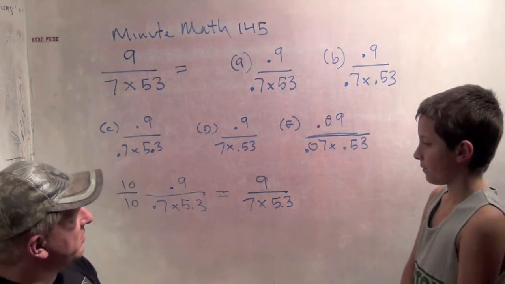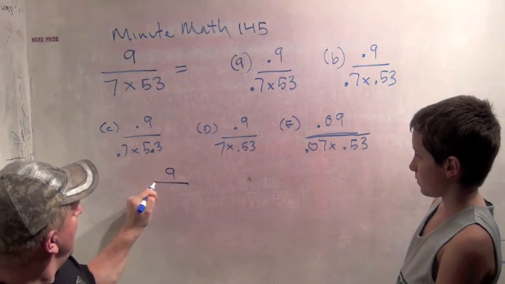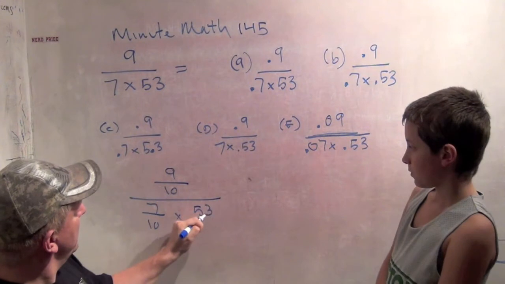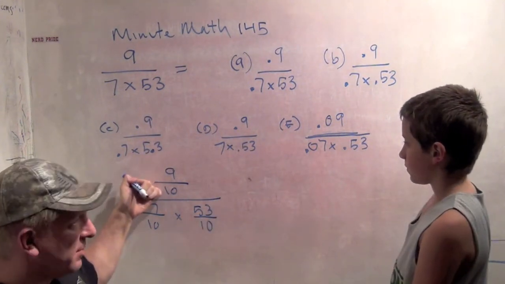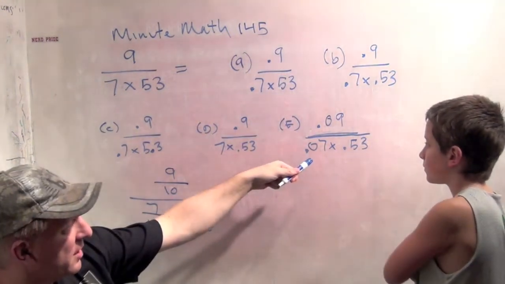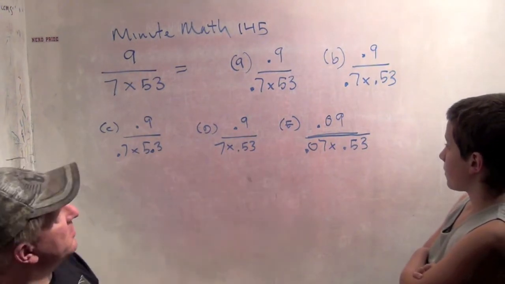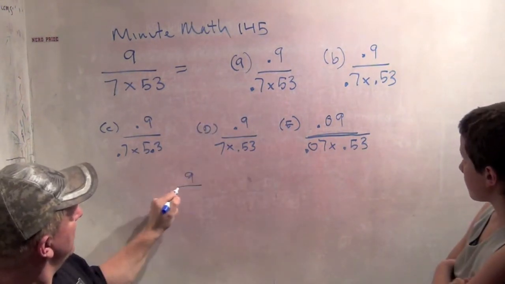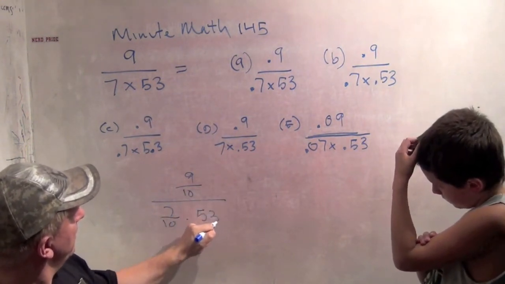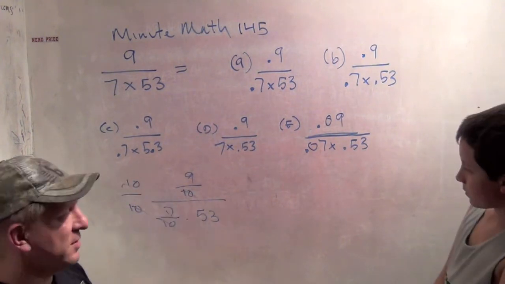The 10 only gets to one of them, and when you have 2 on the bottom, this is 9/10 over 7/10 times 53/10. So on the top I divided by 10 once, but on the bottom I divided by 10 twice. And on E, I divided by 100 twice. So A starts to look pretty interesting, right? It's 9/10 over 7/10 times 53. Now if I multiply by 10 over 10, those 10s all cancel and I get 9 over 7 times 53.